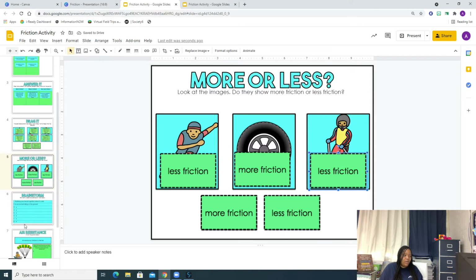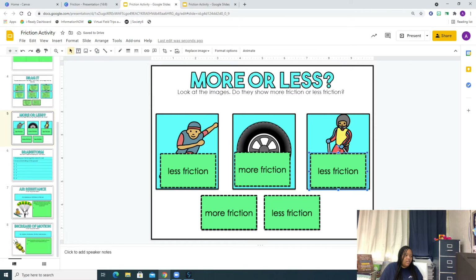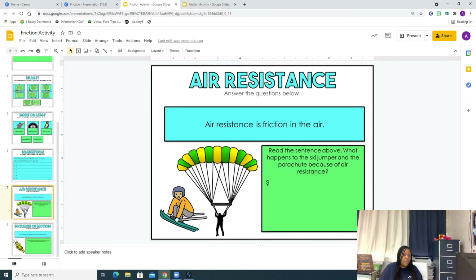We will go to the next slide. We're going to skip one. Now we're talking about air resistance. We're going to talk about this a little bit more later, but air resistance is friction in the air. Read the sentence above. What happens to the ski jumper and the parachute because of air resistance?